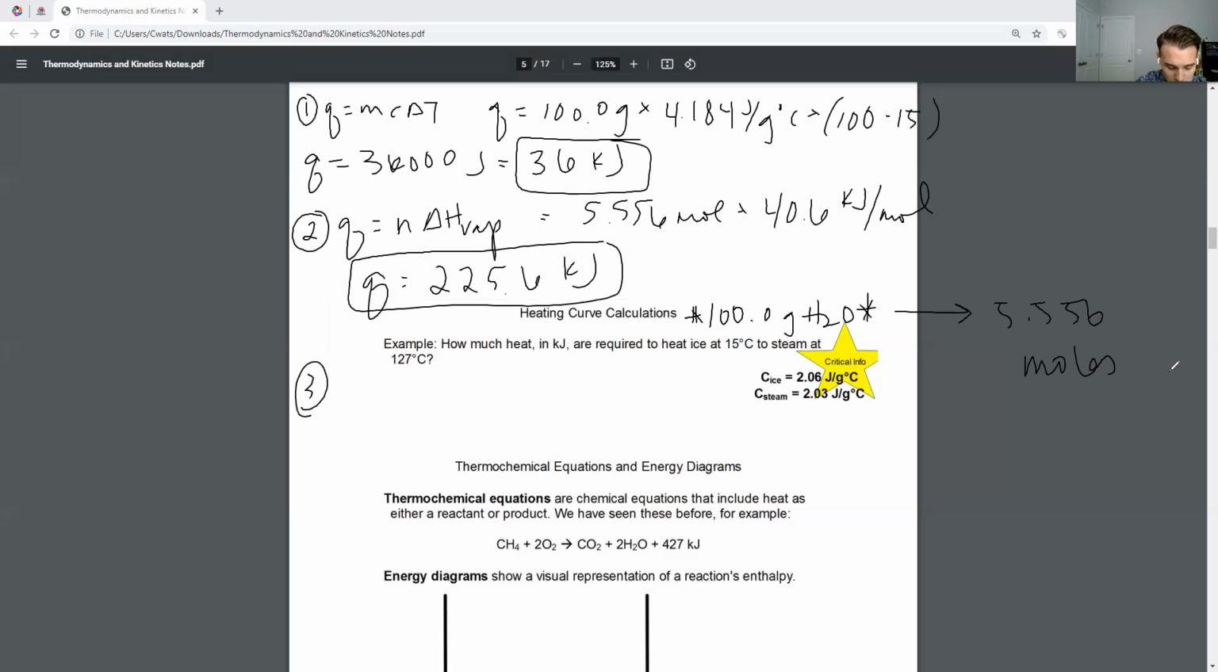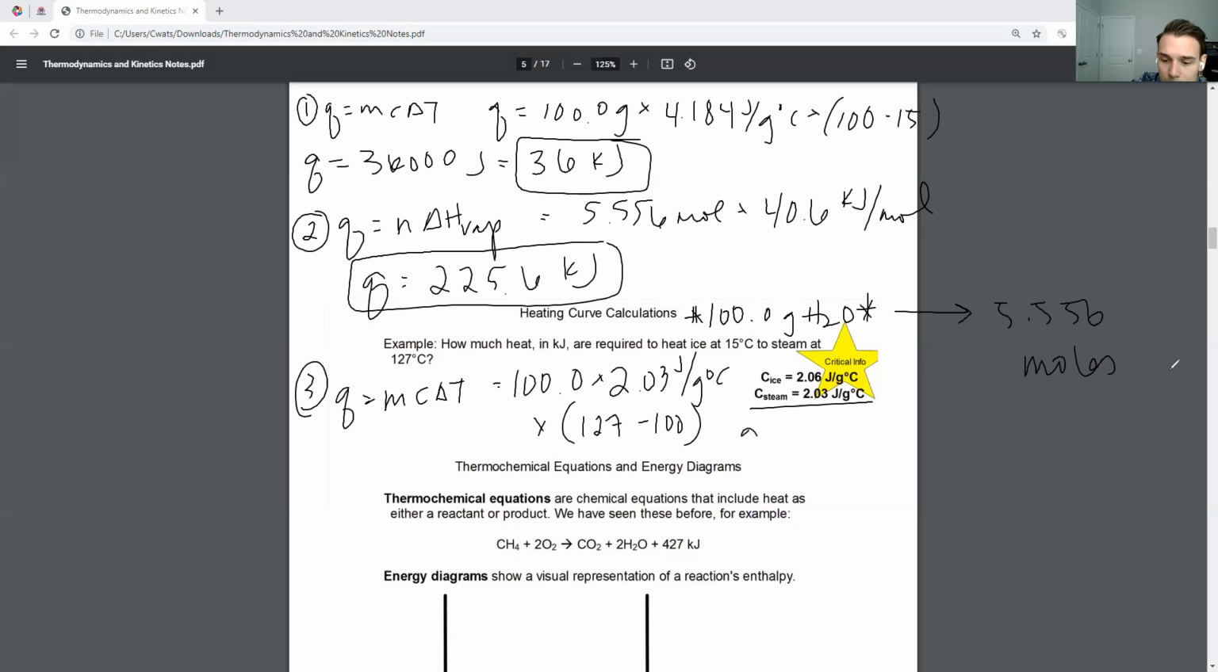So we've got this Q, we've got this Q, and then the third one we're going to do from the 100 to 127 degrees Celsius. So we're going to again do Q equals mc delta T. So that's going to be 100.0 times, now we have to use the C for steam, 2.03 joules over grams degrees Celsius times 127 minus 100. And that Q will equal 5,500 joules, which is 5.5 kilojoules.